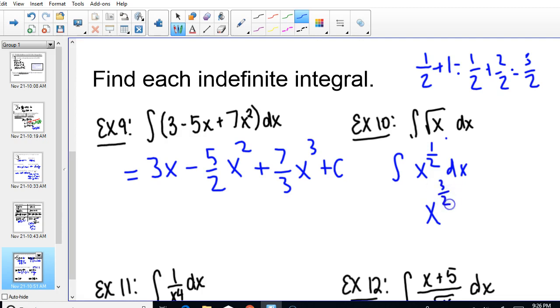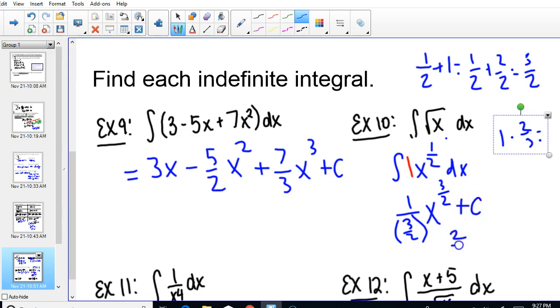So our new exponent is 3/2. We have to divide the coefficient out front, which there is not 1, so that means there's like an invisible 1 right there. We have to divide that 1 by the 3/2. And this also you could probably do in your head, but if you can't, dividing fractions is easy as pie. Flip the second and multiply, so you would have 1 times 2/3, which would just be 2/3. So we are going to get 2/3 x to the 3/2 plus c.